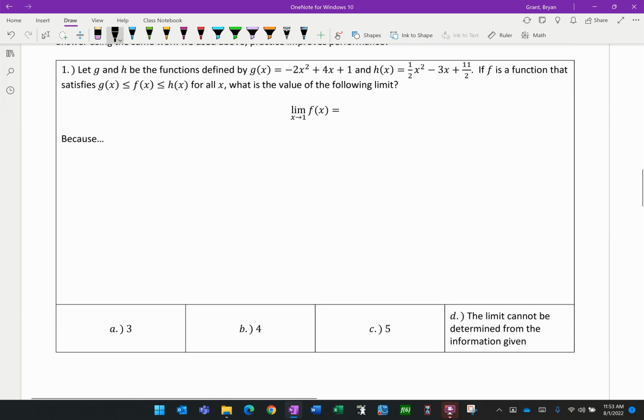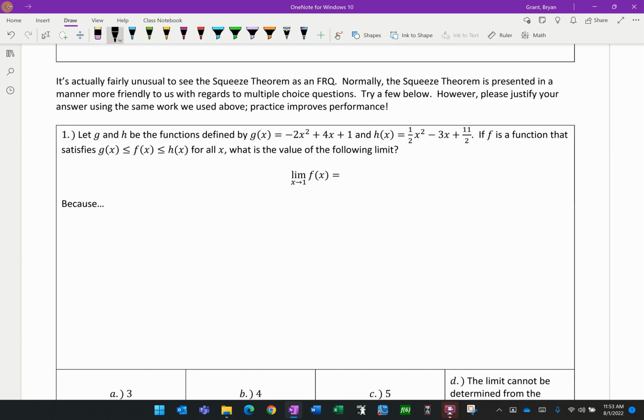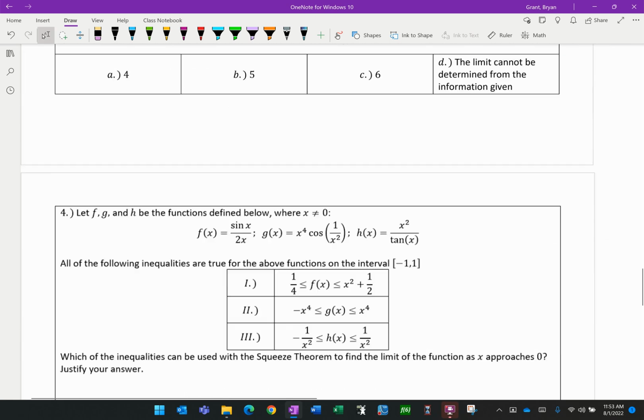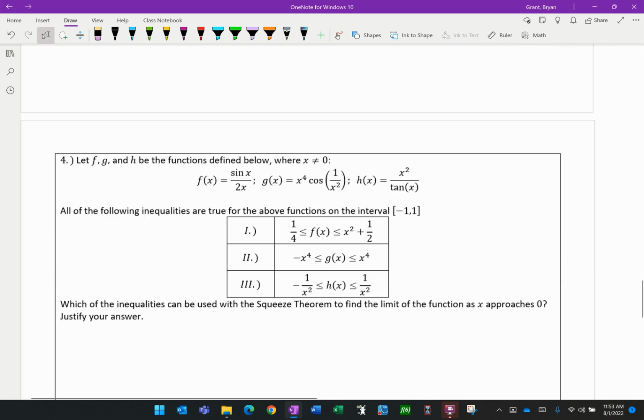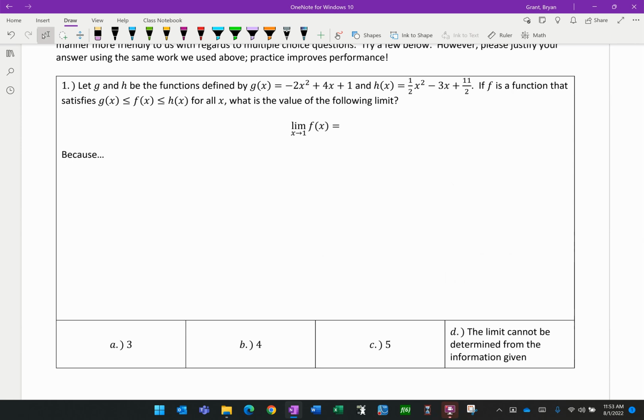There will be times, though, especially on your tests and your quizzes, that I will ask you and really demand of you that you need to show work like it was a free response question. And here, that is one of those cases. Please justify your answer using the same work as above. Right? Practice improves your performance. So there are 1, 2, 3, 4, 5 questions to go. You should strive to accomplish these without a calculator. And whenever you're done, or if you want to check one by one, you can unpause my video. We'll see how you did, and that should be it. Ready, set, go.